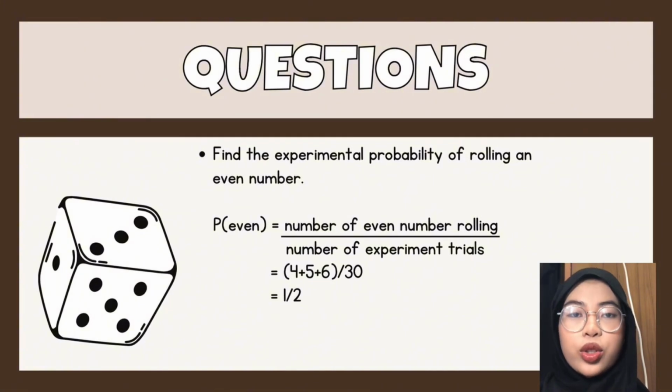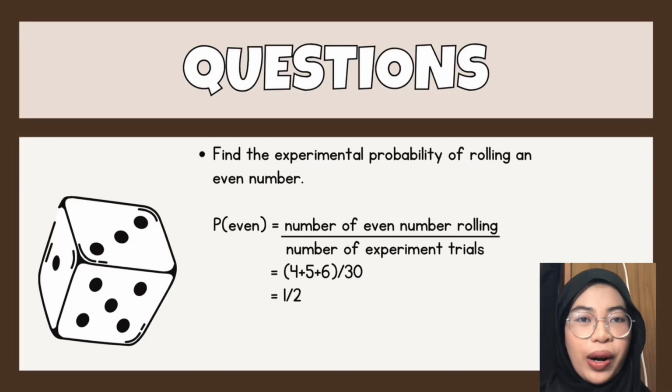Next, we are going to construct a few questions. The first question is to find the experimental probability of rolling an even number. We use the equation P equals number of even number rolling over number of experimental trials. Thus, the number of even number rolling based on the constructed table is 4 plus 5 plus 6 over the number of experimental trials, which is 30. Hence, the experimental probability of rolling an even number is 1 over 2.